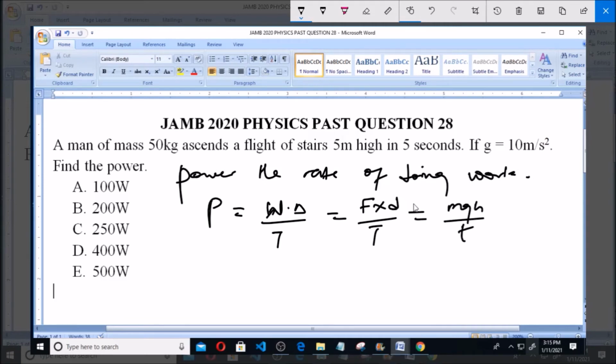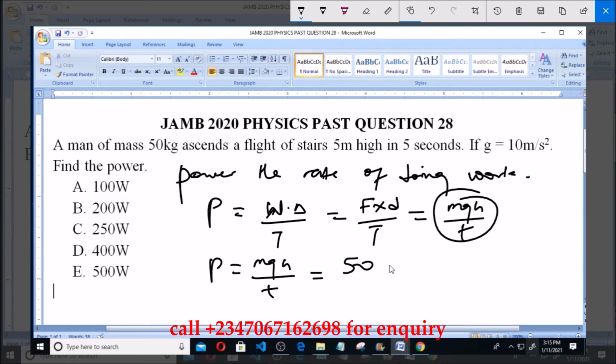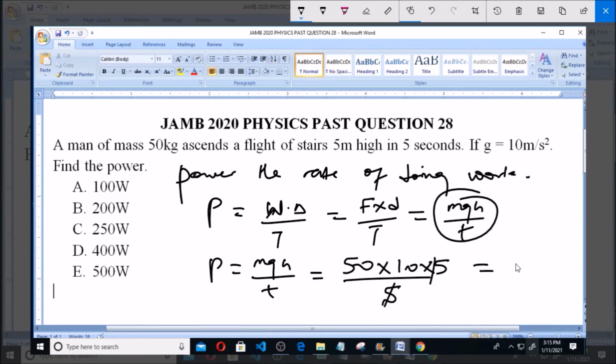Now looking at this, I think this mgh over t will be more suitable for this calculation. So P is equal to mgh all over t, and that is equal to mass, which is 50, times g, which is 10, times the height, which is 5, all over the time, which is 5 seconds. 5 cancels 5, so we have 5 times 10 to give us 500 watts. So the power is 500 watts, and that is option E.